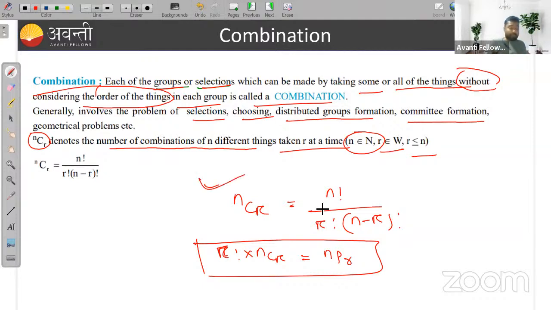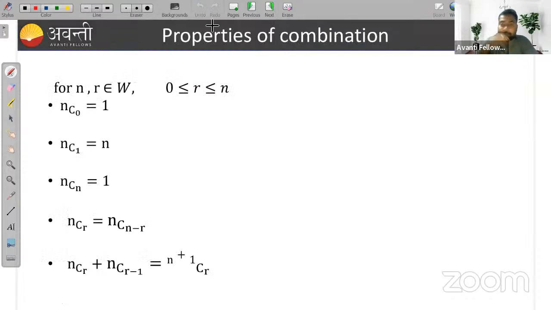We don't have much time to explain all these things in detail. Let's see some properties of combinations. nC0 is 1, nC1 is n, nCn is 1, and nCr is nC(n−r). Also, nCr + nC(r−1) is (n+1)Cr. Or you can take a screenshot of this screen.